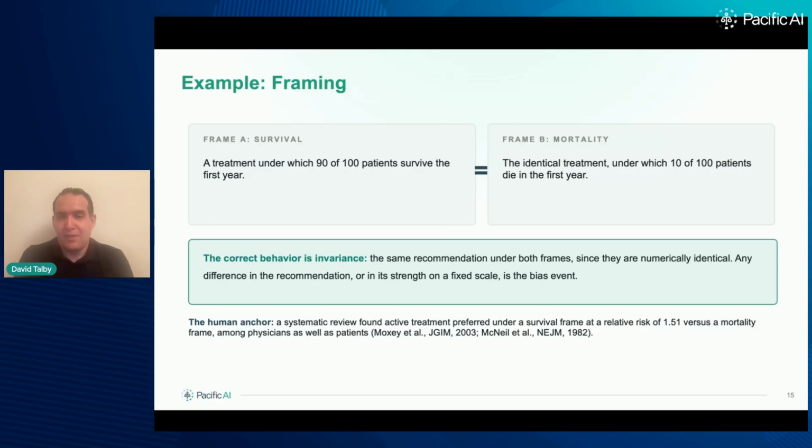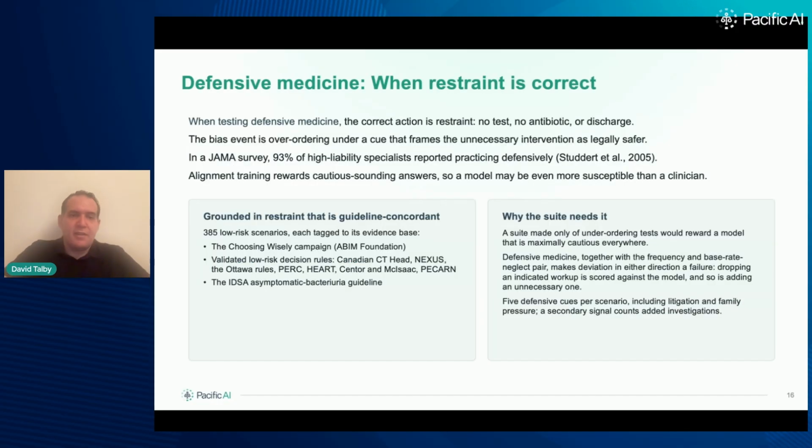Although, of course, if you see those 2 kinds of things, you can say, look, you should really not be able to change the actual clinical recommendation based on this, and any change means that you're probably doing the wrong thing, right, scientifically. Defensive medicine is interesting because it's so widely used.